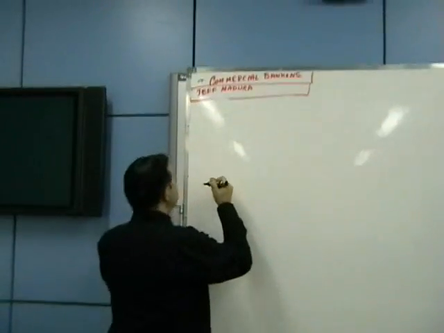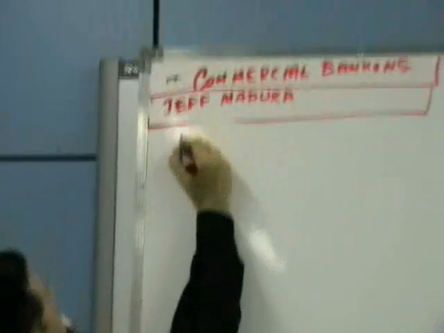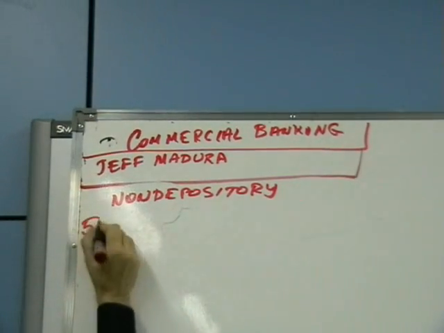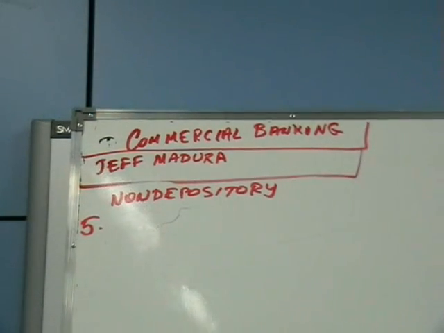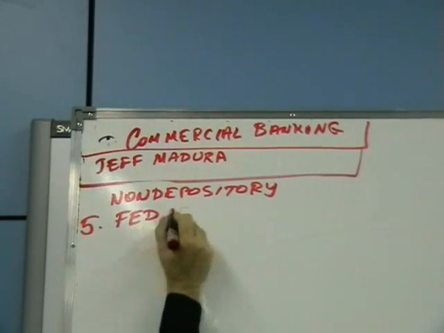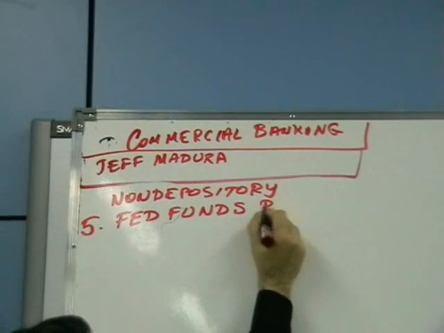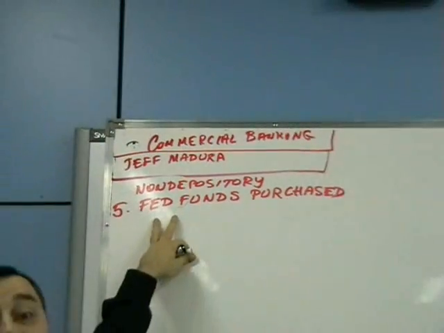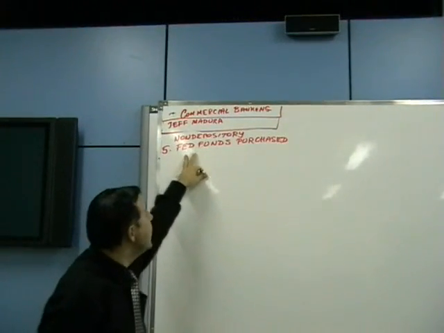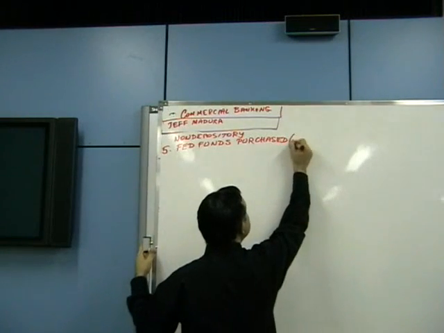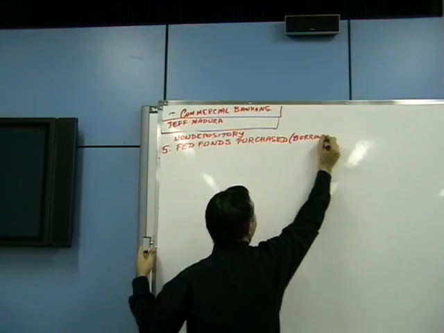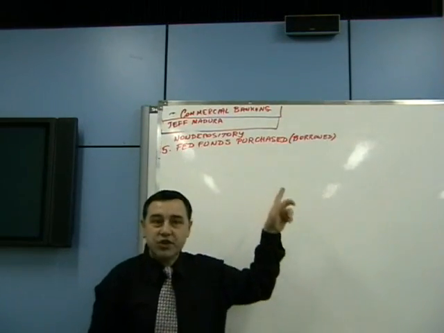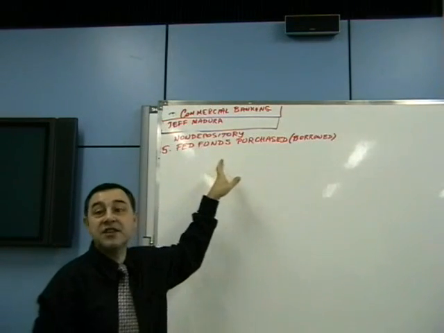Now we continue with non-depository sources. So let's write out non-depository. And number 5 will be Fed funds purchased. You all know what Fed funds is. Fed funds is the deposit of a commercial bank at the central bank. And the process of purchasing, essentially, means borrowed, and it is usually borrowed by one bank from another commercial bank. So the interest rate at which Fed funds are borrowed, we call the Fed funds rate.